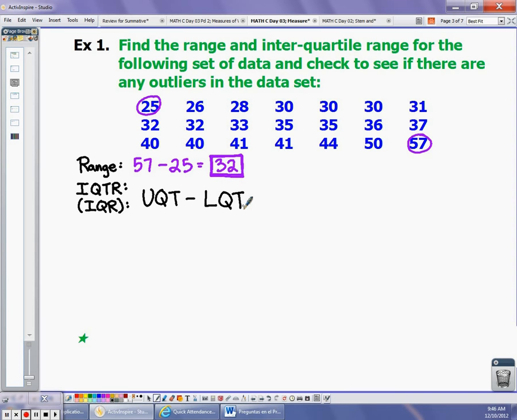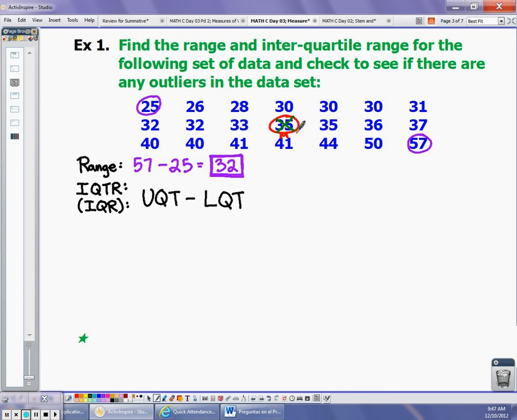To find that out, we need to find our median. The median means the number in the middle, and the number in the middle happens to be this 35 right here. So this is our median. When we find our upper and our lower quartile, we actually never include the median. So I'm going to cross this out.